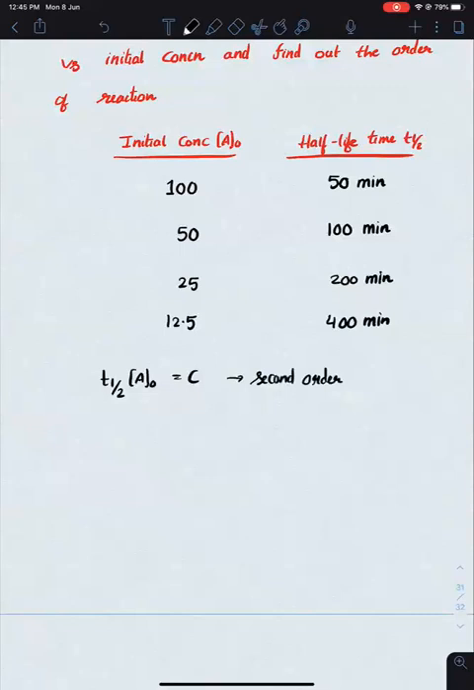100 into 50 कितना है? It is 5000. 50 into 100 इधर भी 5000. 25 into 200 इधर भी 5000. 12.5 into 400, this is also 5000. So T half into initial concentration is always 5000. Hence I can say it is a second order reaction. अगर T half upon A naught constant आया होगा तो it will be a zero order reaction.